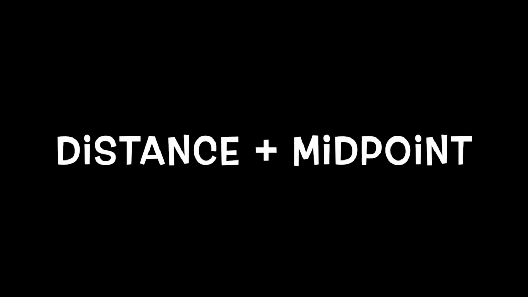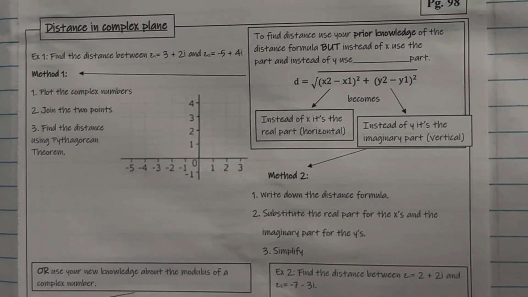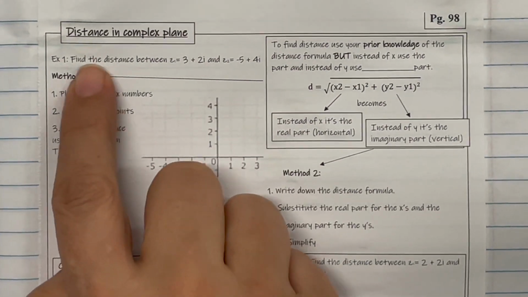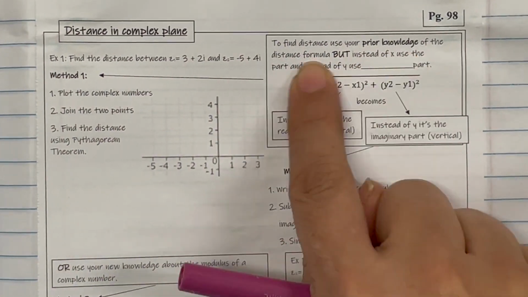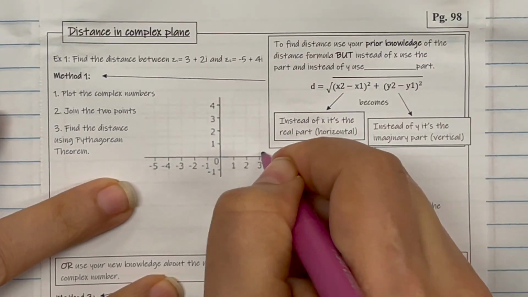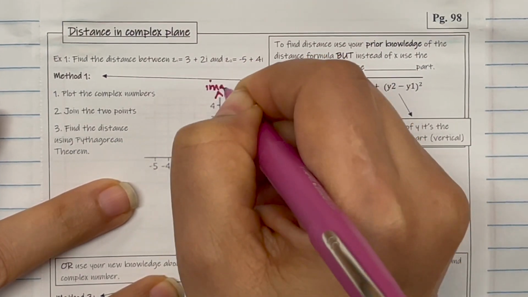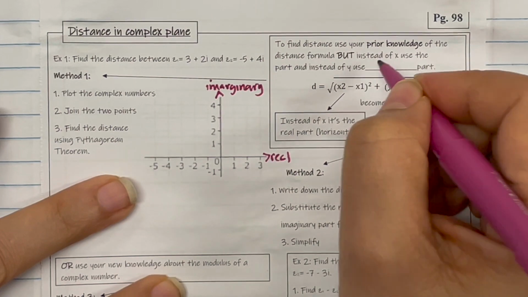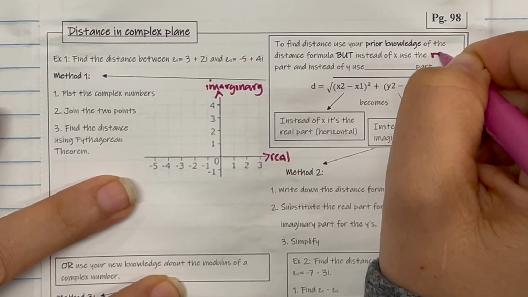We're going to take a look at distance and midpoint in the complex plane. Find the distance between these two complex numbers. To find the distance, you're going to use your prior knowledge, but instead of x, you're using the real numbers, and instead of y, you're using the imaginary. So the x-axis is your real numbers, the y-axis is imaginary.